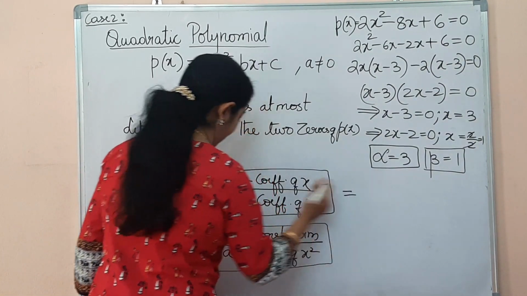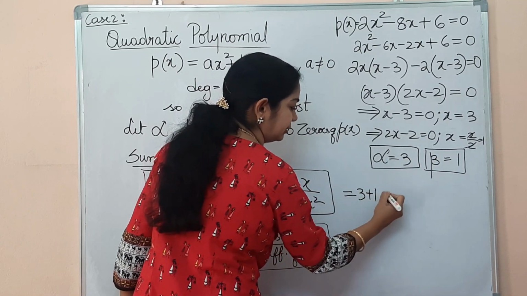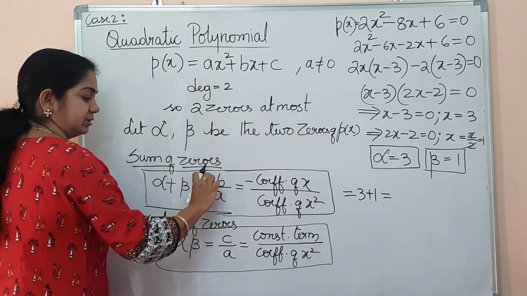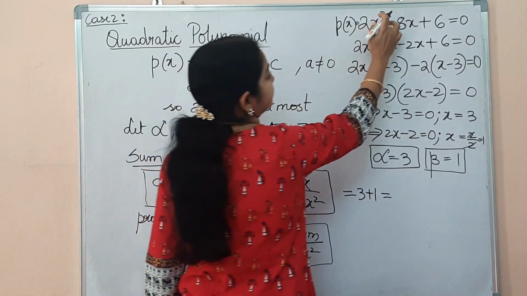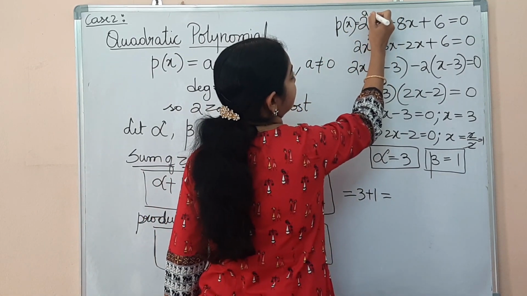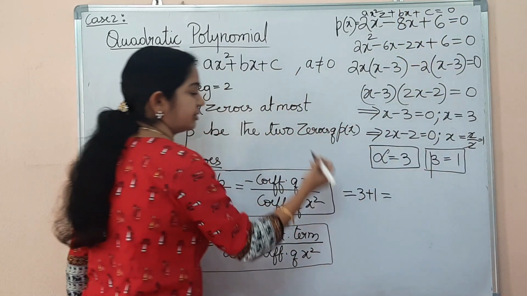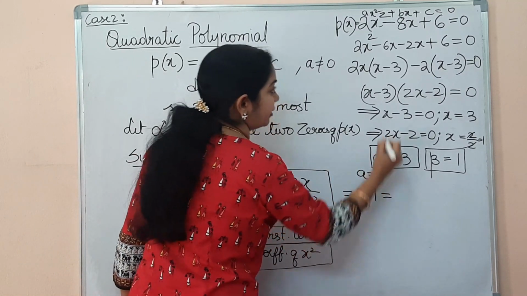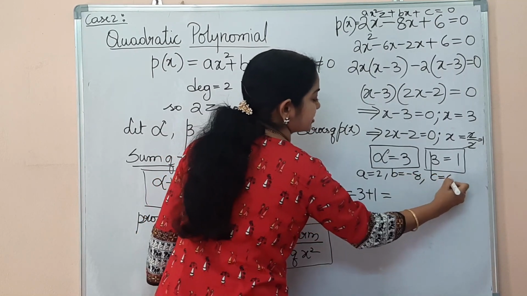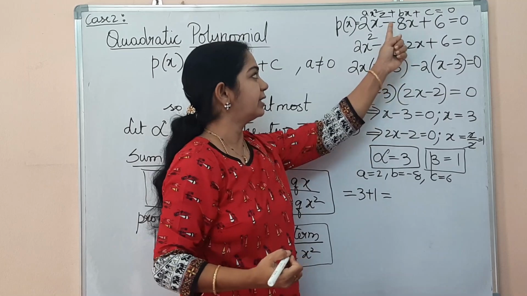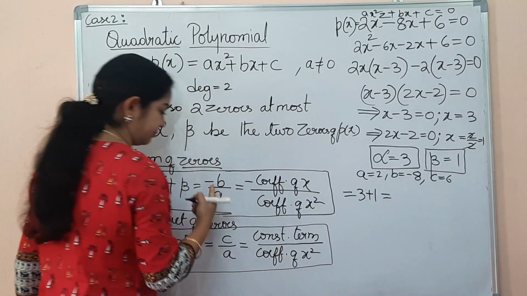Here, we'll see alpha plus beta, just adding the zeros. So 3 plus 1. Okay. Now the relation is minus b by a. So what is b here? Let me equate to the general form, ax square plus bx plus c. So this is the general form. Now tell me what is a there. a is 2, b is minus 8, c is 6. Okay. 2, minus 8, and c is 6. These are a, b, c.